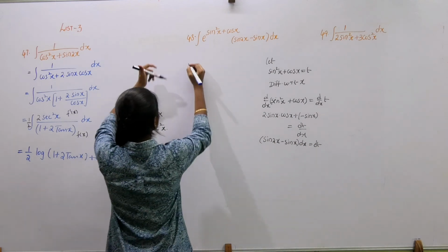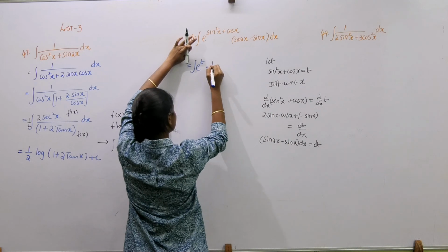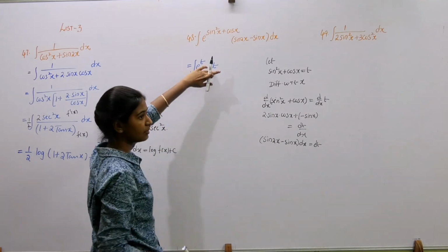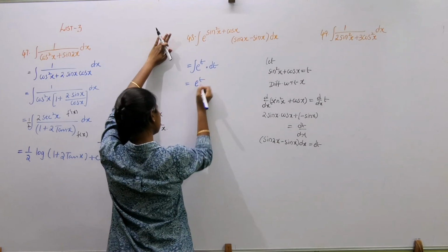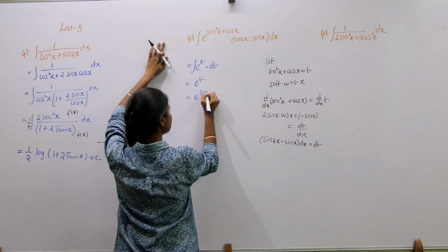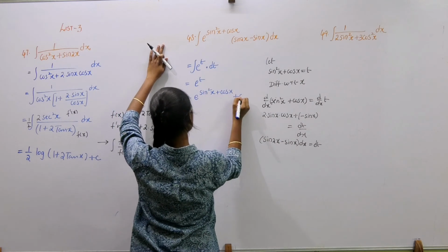So here integral e power t, this whole value as dt. We know the formula for integral e power t dt. It is e power t. It is equals to, what is the value of t? It is sin square x plus cos x plus c.